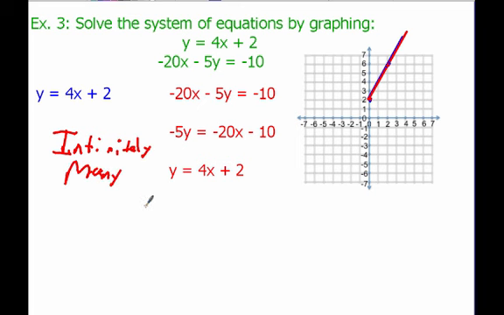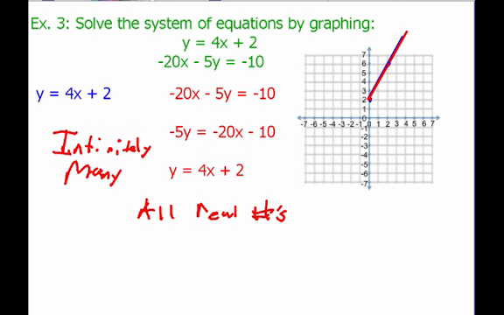Because they're the exact same equation, they're the same line, which means that the answer is infinitely many solutions. Or the other way of writing it, all real numbers. Because any number that I put in for x or y will be a solution to this system. Because they're the exact same equation, we have infinitely many answers. The answers are all real numbers.